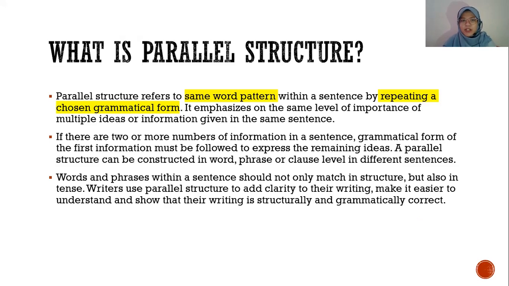A parallel structure can be constructed at the word, phrase, or clause level in different sentences. Words and phrases within a sentence should not only match in structure but also in tense. This is what you need to pay attention to about parallel structure. Writers use parallel structure to add clarity to their writing, make it easier to understand, and show that their writing is structurally and grammatically correct. So, the last sentence tells you about the function of parallel structure.